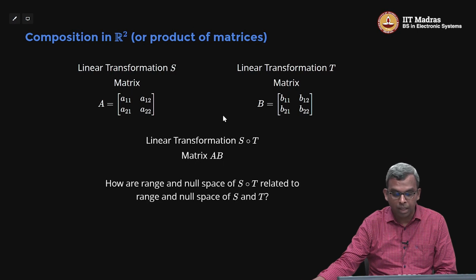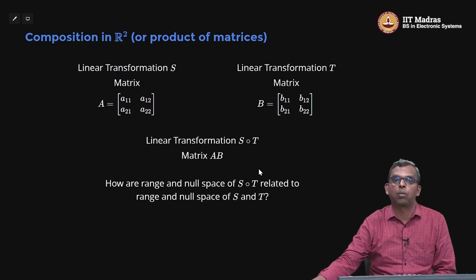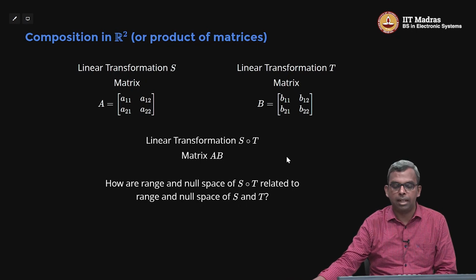We have seen that before. And what we are going to ask is this interesting question of how are the range and null spaces of the composition S composed T related to the range and null space of S and T. So, supposing I know something about S, something about T, what can I say about S composed with T? What are the various possibilities? That is what we are going to study in more detail right now.